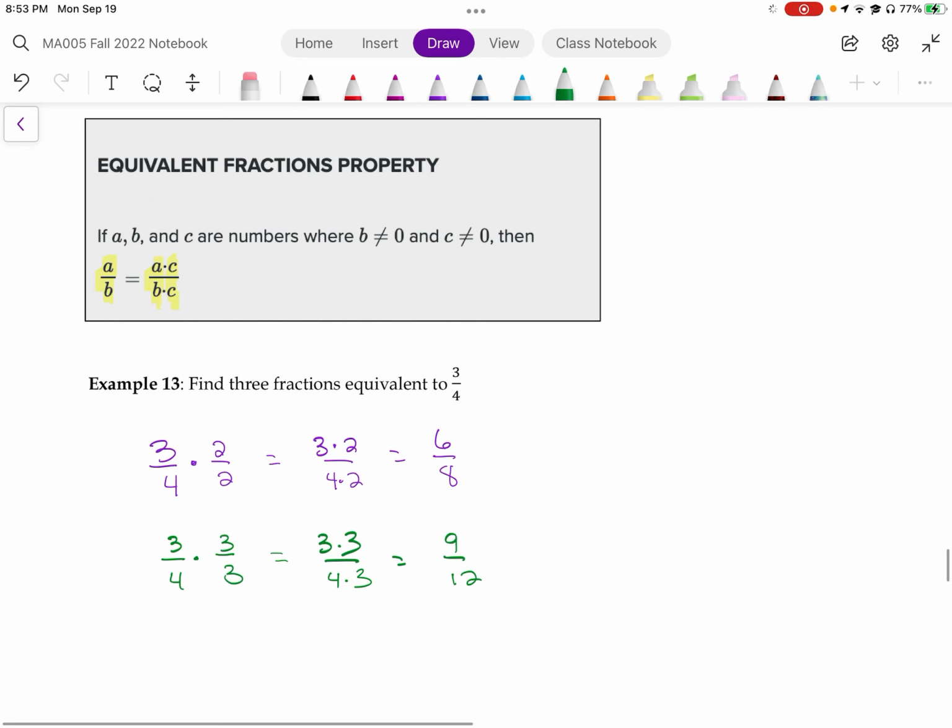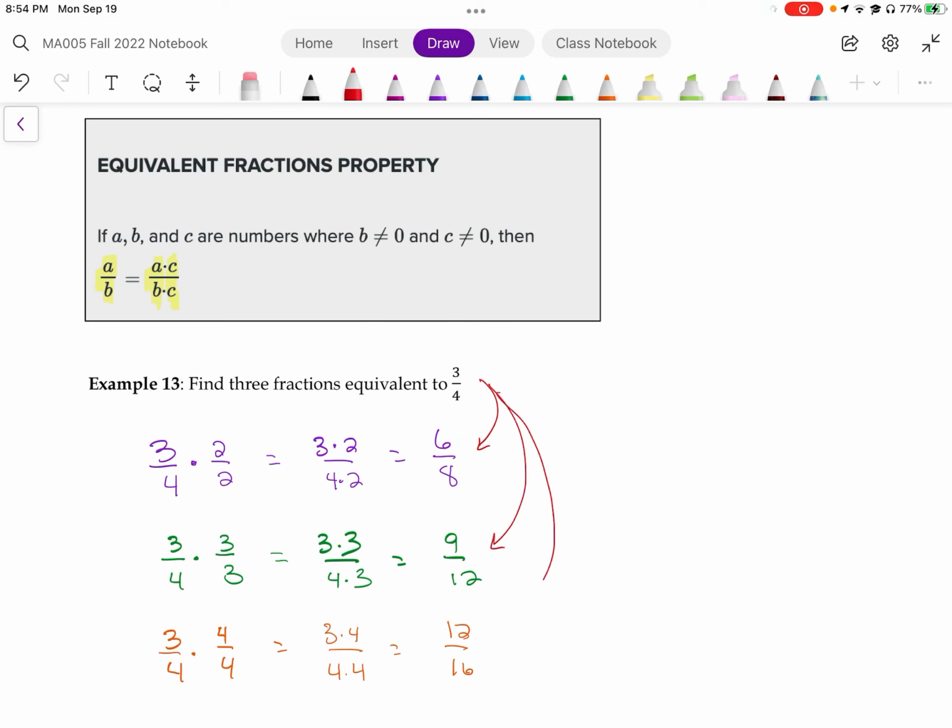All right, so now we've got 3/4 is the same thing as 6/8 is the same thing as 9/12. And now let's do 3/4 times 4 over 4. Okay, and I get 3 times 4 on top and 4 times 4 on the bottom. So I've got 12/16. All right, so what this means is 3/4 is equivalent to 6/8, is equivalent to 9/12, is equivalent to 12/16. All of these numbers are equivalent to each other.